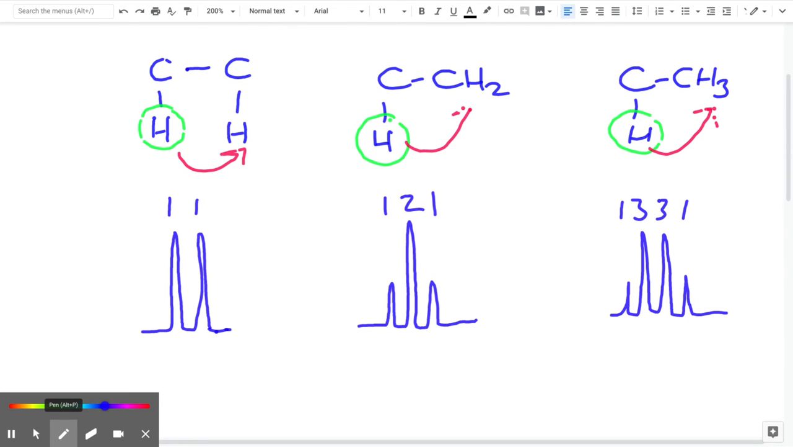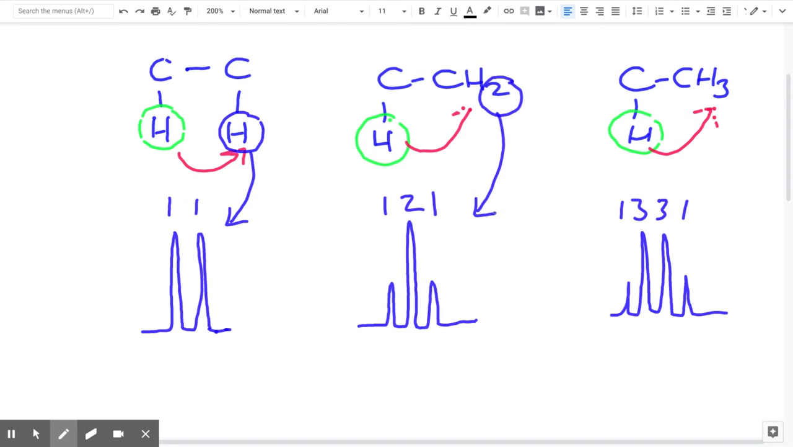And what we can see is that when we are adjacent to a singular proton, we get 2 peaks. When we're adjacent to 2 protons, we get 3 peaks. When we're adjacent to 3 protons, we get 4 peaks. And this is what's called the n+1 rule.